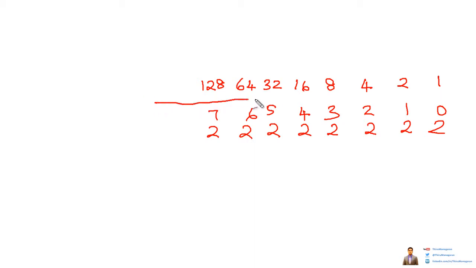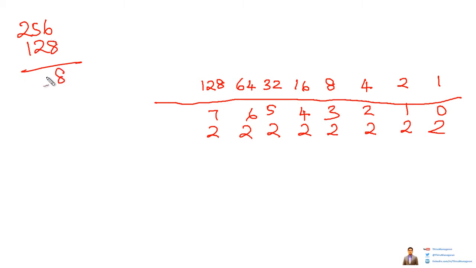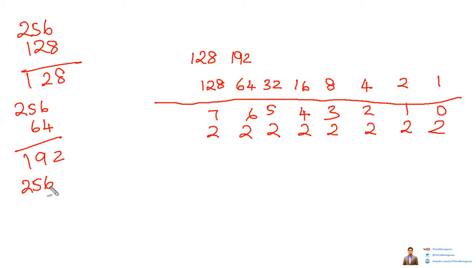Now we need to find the mask value for this. How do you do that? We subtract it from 256. So the mask value for this one, 128 here, and the other one is 256 minus 64. What is 256 minus 64? Which is 192. And then the other one, 256 subtract 32, which is 224.